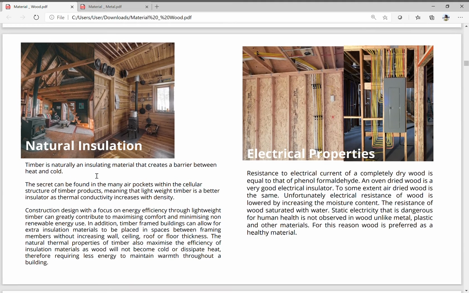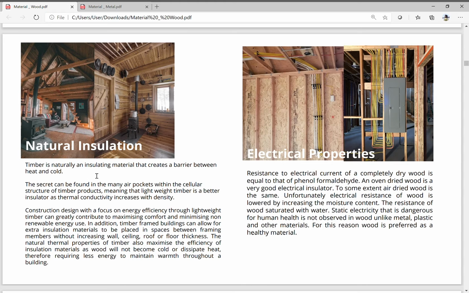Okay, wood or timber is a natural insulating material that creates a barrier between heat and cold. I think this is very prominent when you look at log cabins. There is a natural insulation when it comes to wood. That's why you have your whole wood cabins, your log cabins, and everything, even in the middle of the cold.